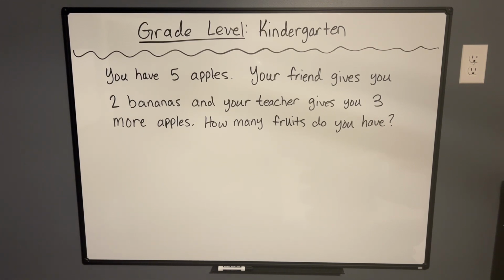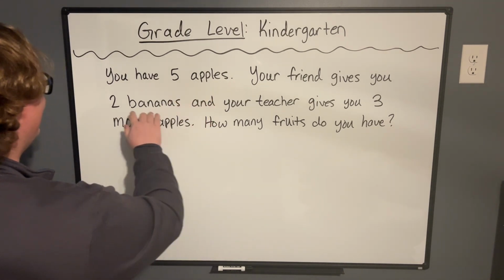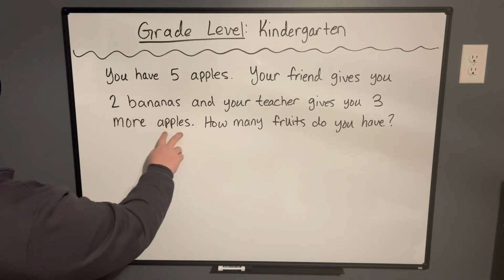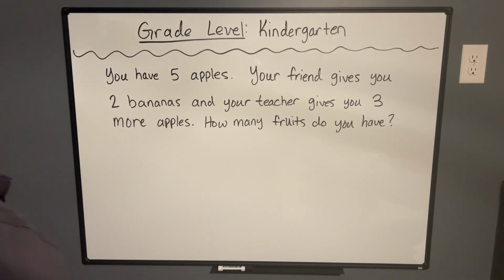So we're starting here with kindergarten. So the question says you have 5 apples and your friend gives you 2 bananas and your teacher gives you 3 more apples. How many pieces of fruit do we have? So the first thing we want to make sure of is that everything that we're getting or that we have is already a fruit. So an apple is a fruit, a banana is a fruit, and the apple again, right, is obviously going to be a fruit.